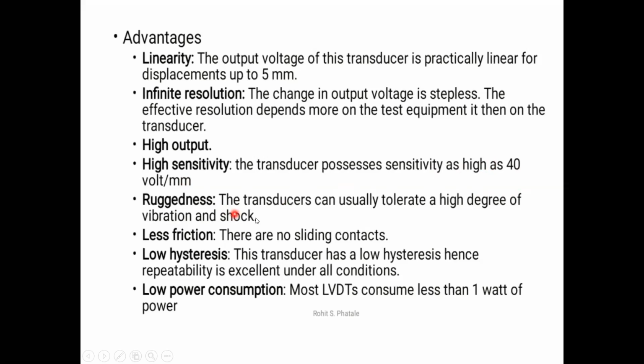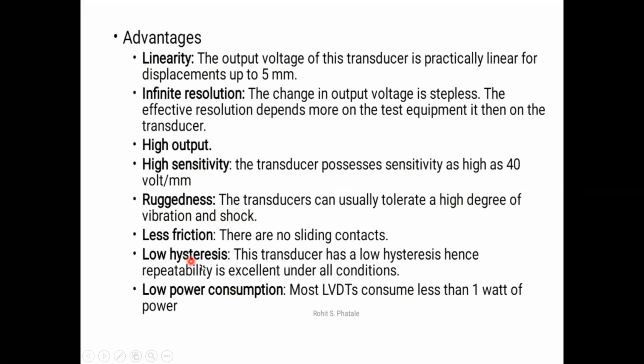Ruggedness, that means it is strong. The transducer can usually tolerate a high degree of vibration and shock, if its construction is strong. Less friction. There are no sliding contacts here in this case. That means less friction.